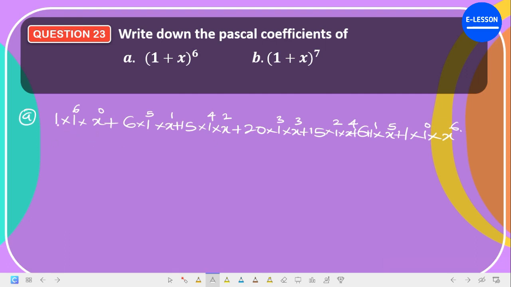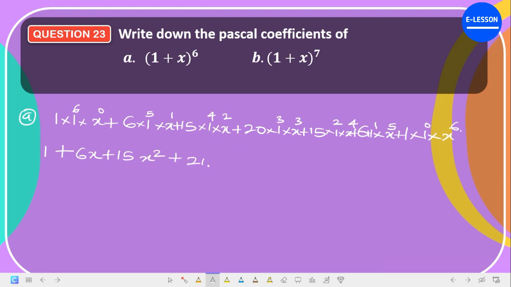So at the end of the day, what are we going to have? We are going to have 1 times 1 raised to the power of 6, which is 1, times x raised to the power of 0, which is 1. So everything here will give us 1. So we have 1 plus, now 1 times 1 raised to the power of 5 is 1, times 6 will give us 6, then x to the power of 1 is x, plus we then have 15, 1 to the power of 4 is 1, times 15 is 15, then we have x squared.